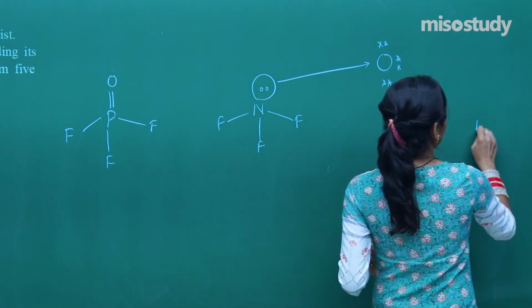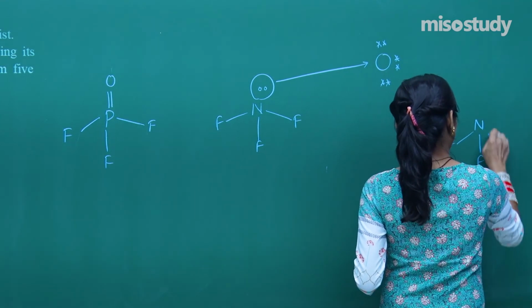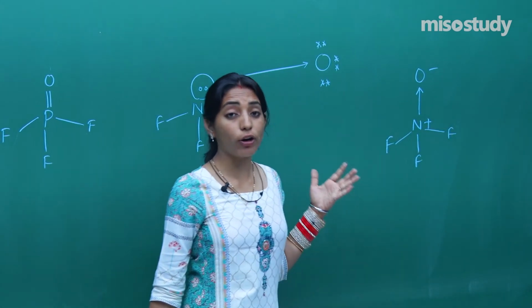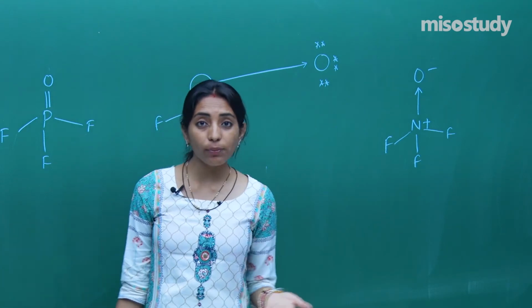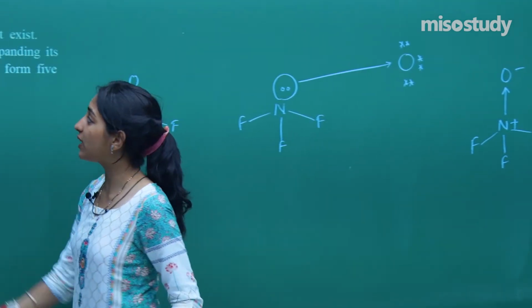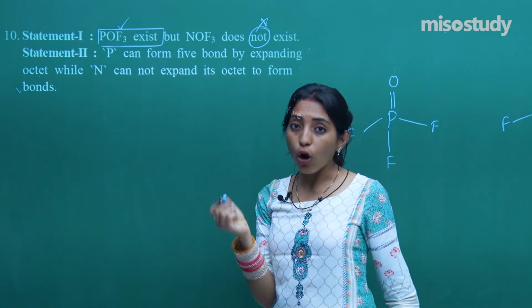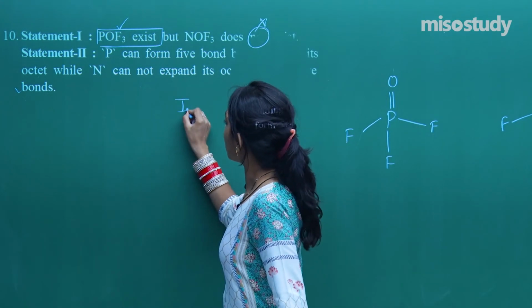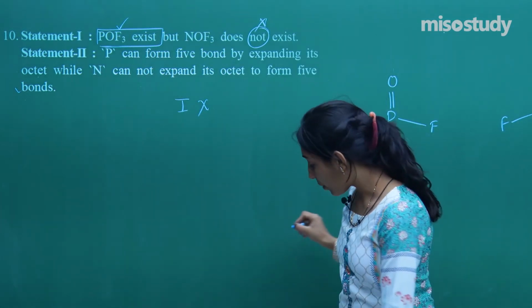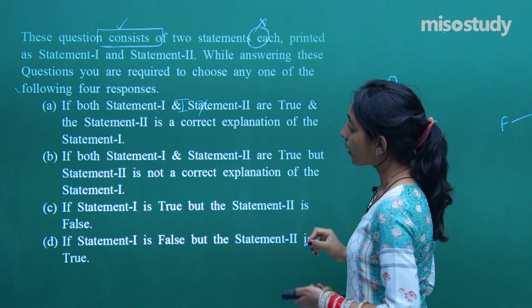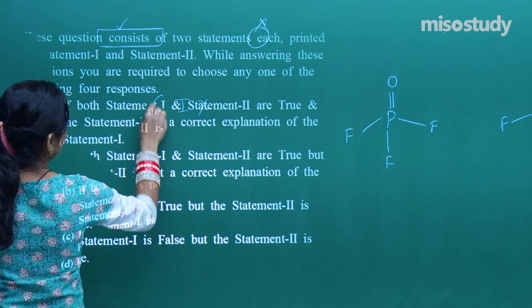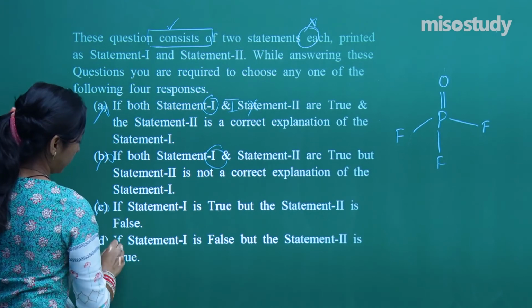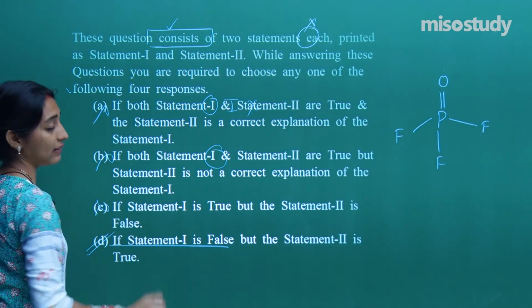That means it will lead to the formation of a bond like this, N with a positive and O with a negative. A coordinate bond can be formed. And if the bond can be formed, don't you think that NOF3 also exists? So this 'not' is wrong here. That means clear cut, I got the answer that statement number 1 is false. And when statement number 1 is false, see the only option that says it is true, no. True, no. True, no. If statement number 1 is false, the only option is D.